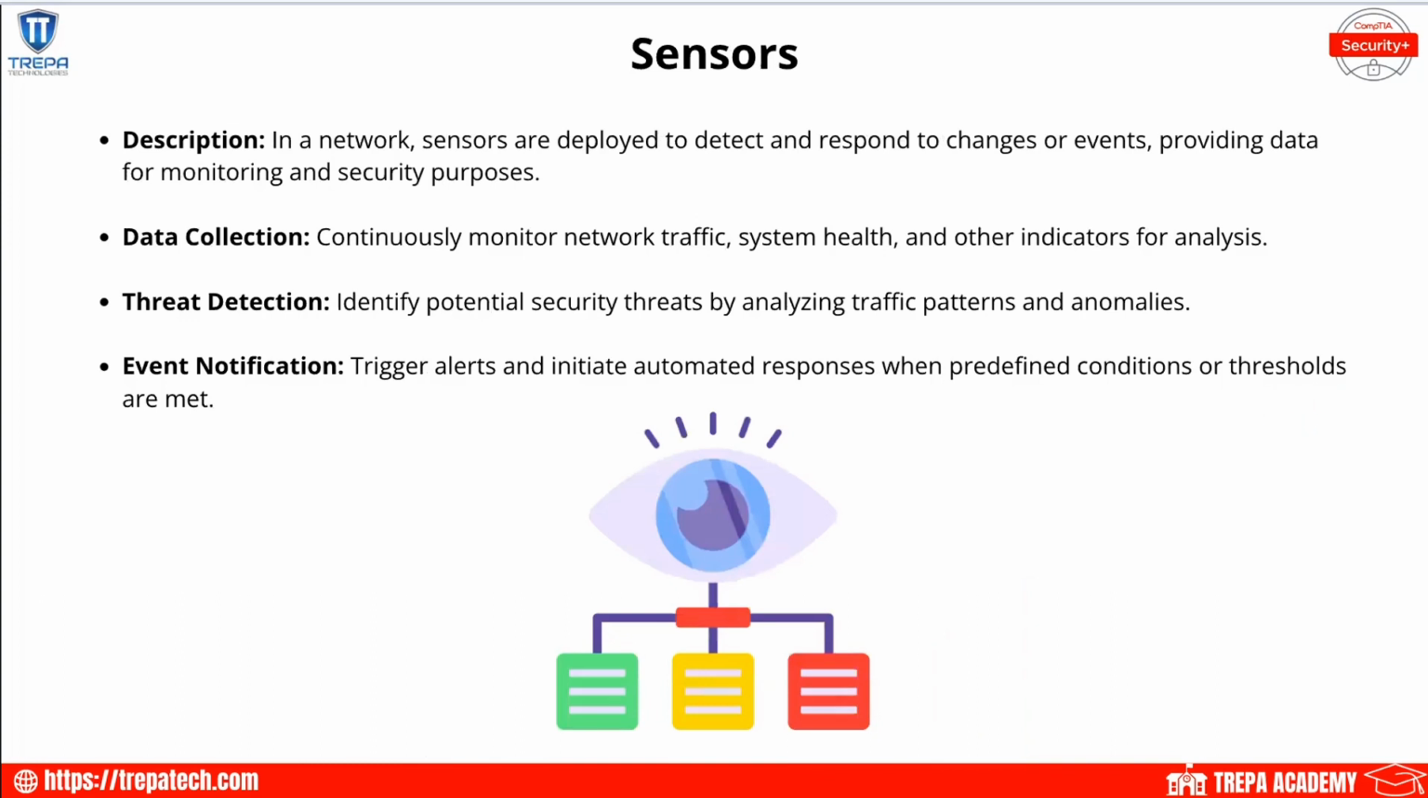All right, sensors. In a network, sensors are deployed to detect and respond to changes or events, providing data for monitoring and security purposes. Sensors can do data collection, threat detection, and event notification. And there's something we can install like our SIEM systems. They're going to be sometimes just embedded into that server to say, hey, we want to report back our system health. We can do this using like SNMP, OIDs, or maybe using like APIs.